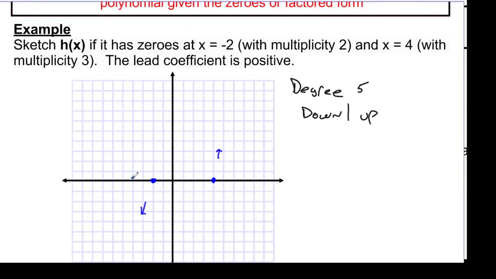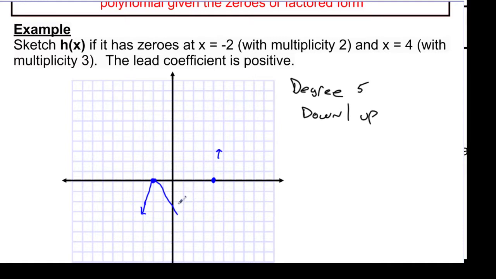Okay, so here's where things get a little bit different. Because x equals -2 has a multiplicity of 2, when the graph gets close to -2, it's going to act like a parabola, which means it's going to turn, hit -2, and then bounce down and start heading the other direction. Degree 2s look like parabolas, and so now at -2, it looks like a parabola.